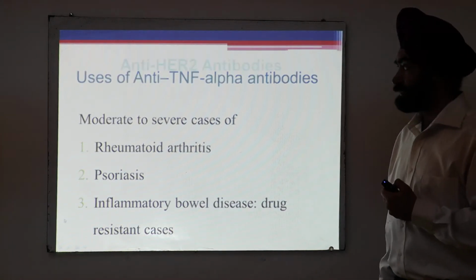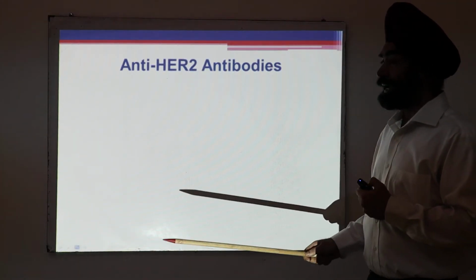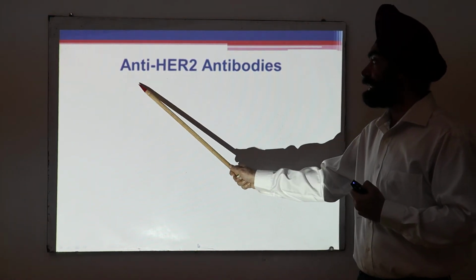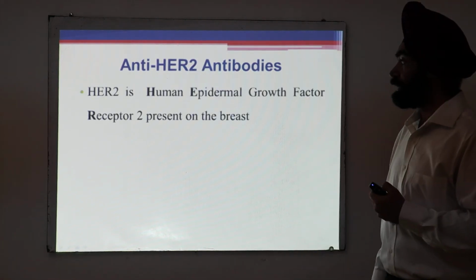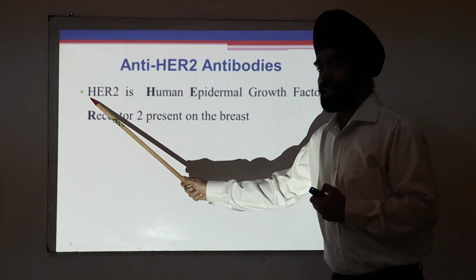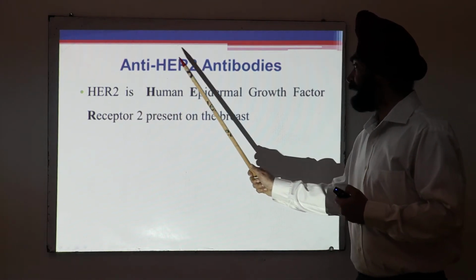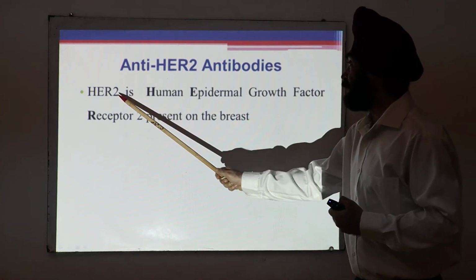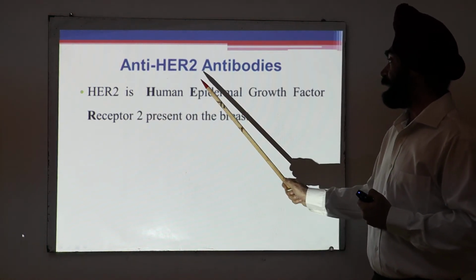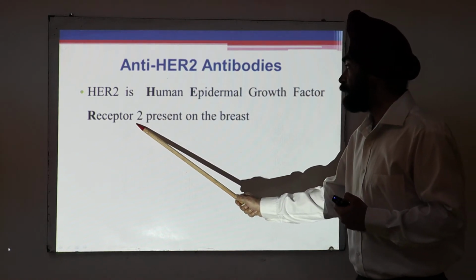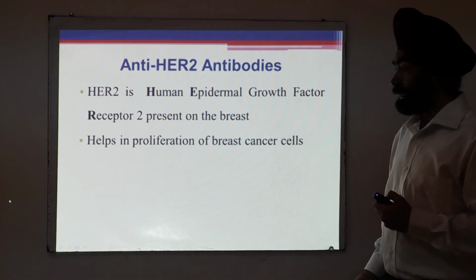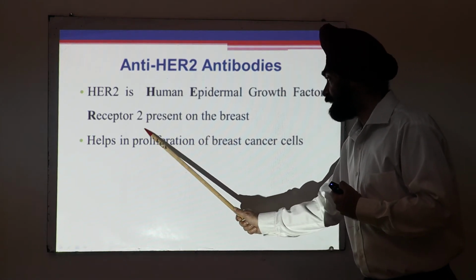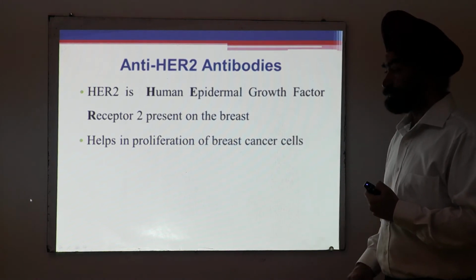So this is the second class. Coming down to the third class, antibodies developed against HER2. They are called anti-HER2 antibodies. So what is HER? H stands for human, E for epidermal growth factor, and R is the receptor. So human epidermal growth factor receptor 2 is present on the breast, and it is particularly very important for the proliferation of the breast cancer cells.